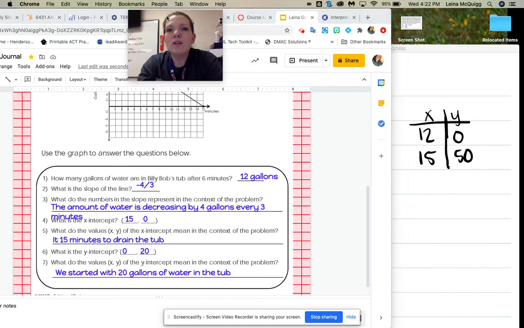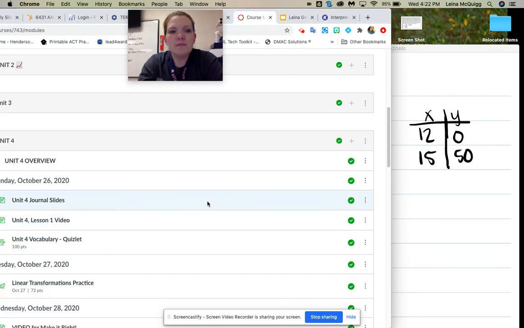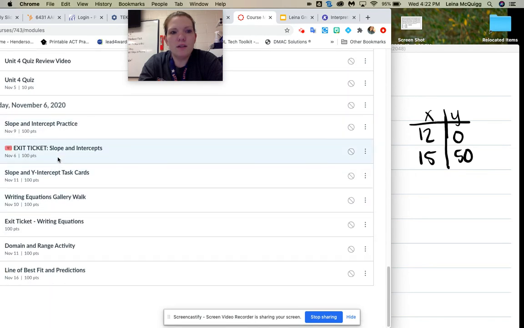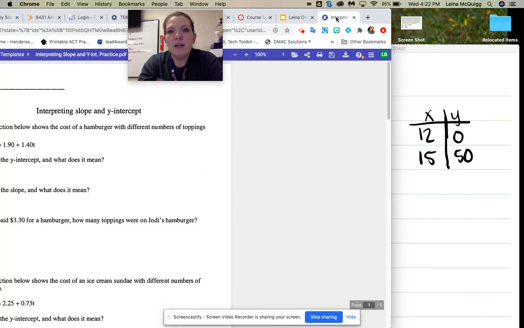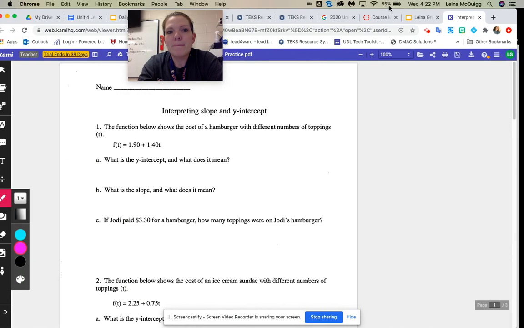Okay. So the next thing we have is slope and intercept practice, which is this over here. And you can work on this assignment. I'm going to do a couple problems with you. And there's an exit ticket. You're going to do the exit ticket as your grade, okay? Make sure you're doing all of the exit tickets. Those are the grades.